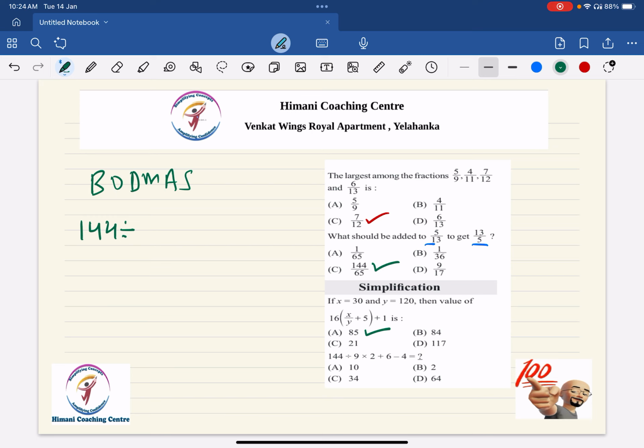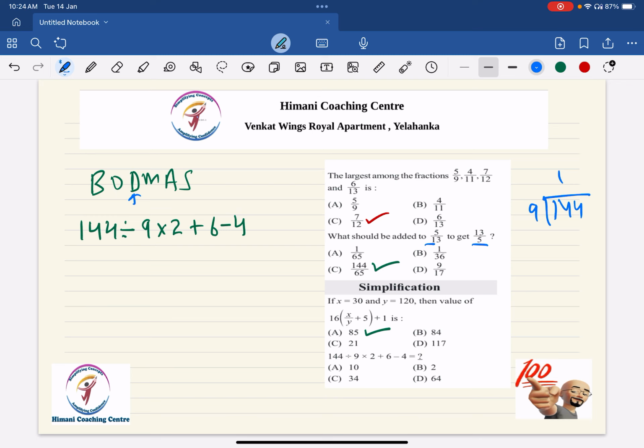So it says 144 divided by 9 times 2 plus 6 minus 4. So what should we do first as per the order? Division. So 144 divided by 9. If you know the tables well, good. Otherwise, I mean the double digit tables, otherwise do this.